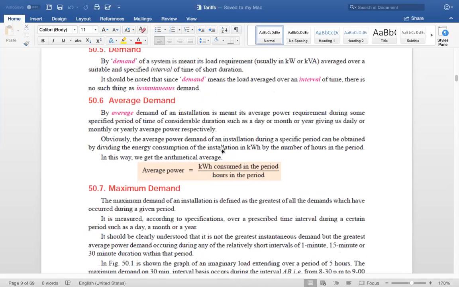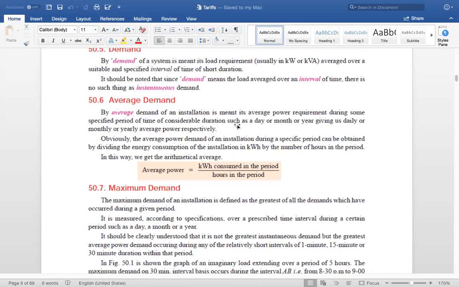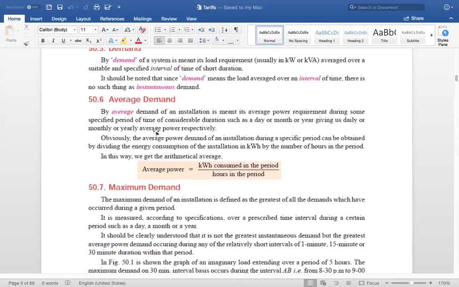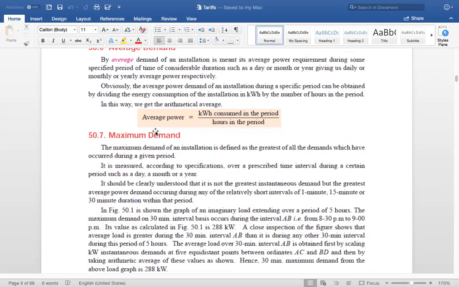Then we talk about average demand. By average demand of an installation is meant its average power required during some specified period of time of considerable duration, such as a day, a month, or a year, giving us daily, monthly, or yearly average power respectively. So in this way, we get the arithmetic average, which is the kilowatt-hours consumed in the period, divided by the hours in the period.